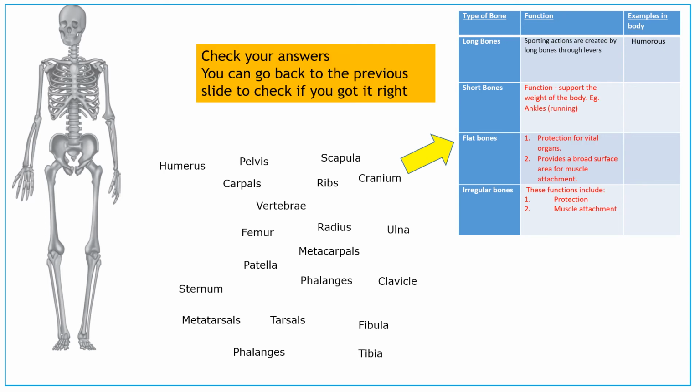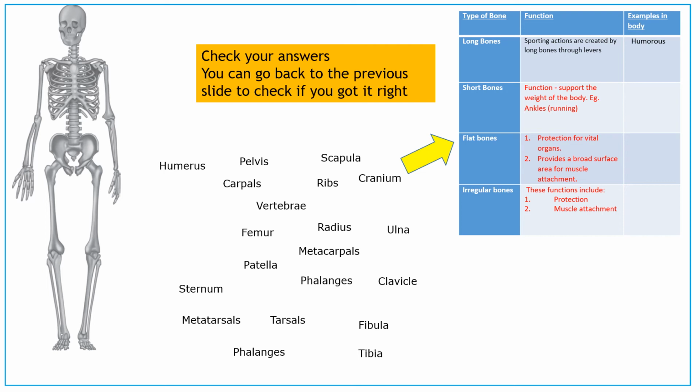Okay, so some of you will have cheated and not bothered to do that little activity. So let's have a little look now. A little look back to what is the function of those bones. Well, let's just have a look over on the right hand side, the red writing. So we know that short bones, the function is to support the weight of the body.